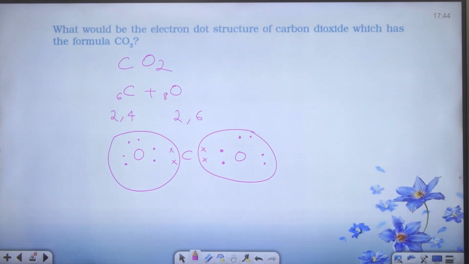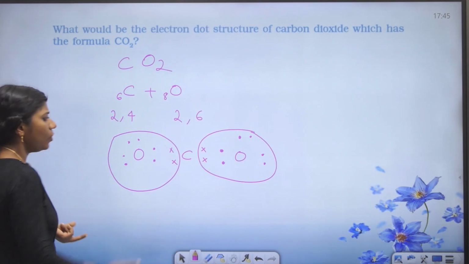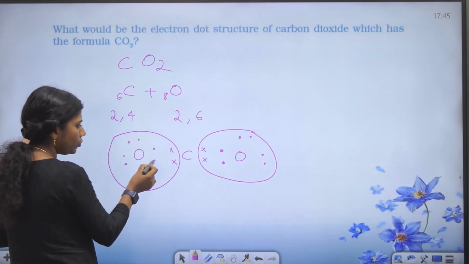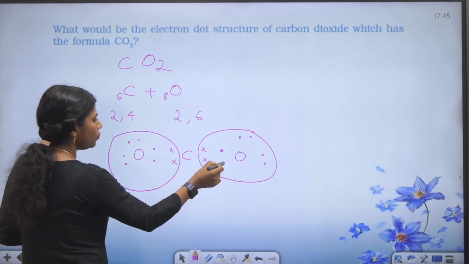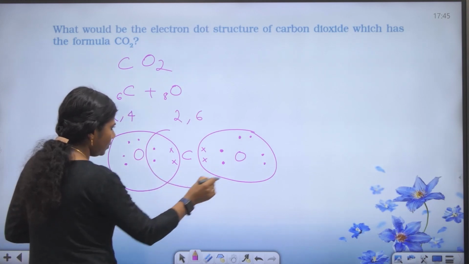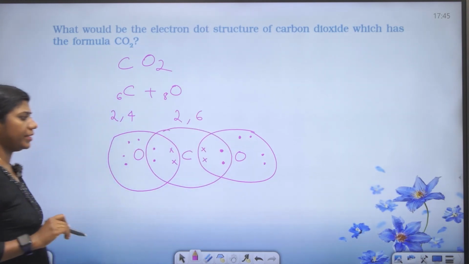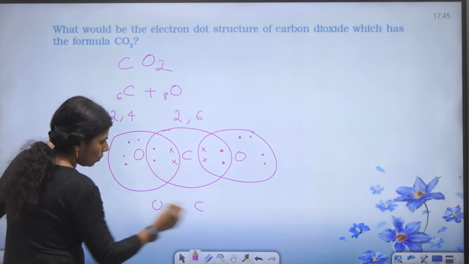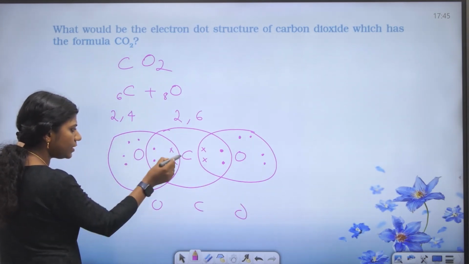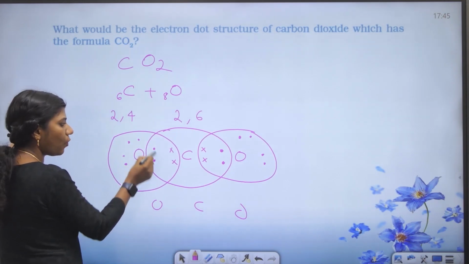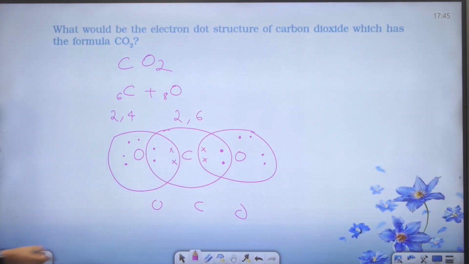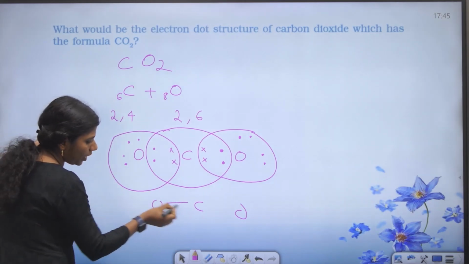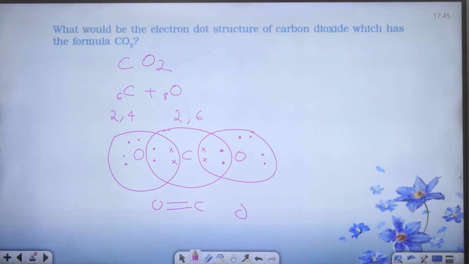And the carbon atom requires 4 more electrons. So the carbon atom shares 2 electrons with the first oxygen atom and 2 electrons with the second oxygen atom and completes its octet. In the first C-O bond, a total of 4 electrons are shared, that means 2 pairs of electrons are shared. The bond between the first oxygen and the carbon atom is a double bond.